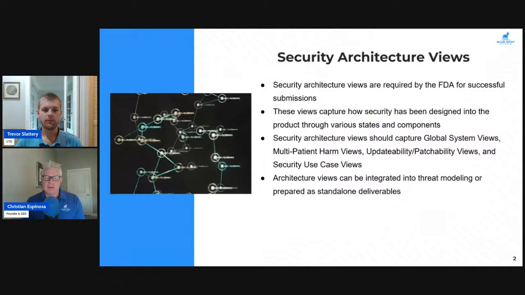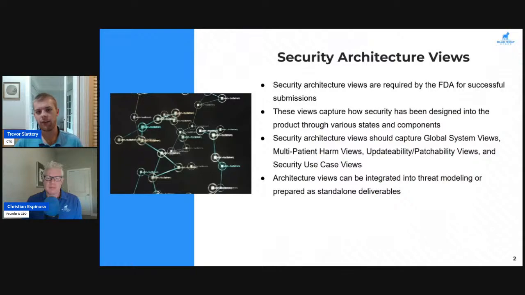A couple of observations here. These security architecture views in general support a secure product development framework, or DevSecOps. Would you agree with that? I would. Having security integrated into your architecture views is an artifact of secure coding practices.